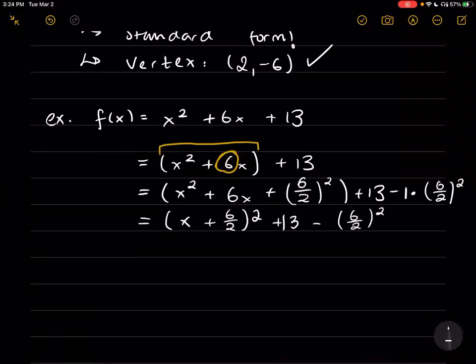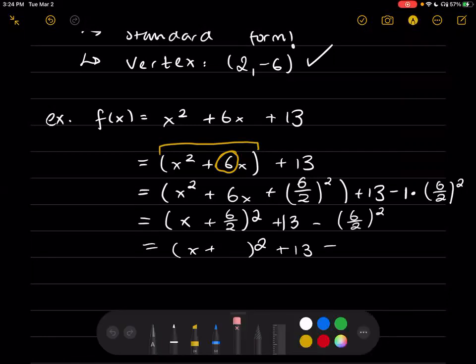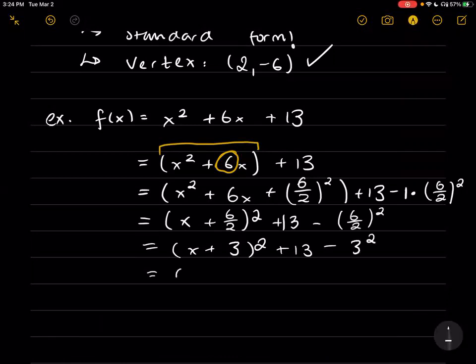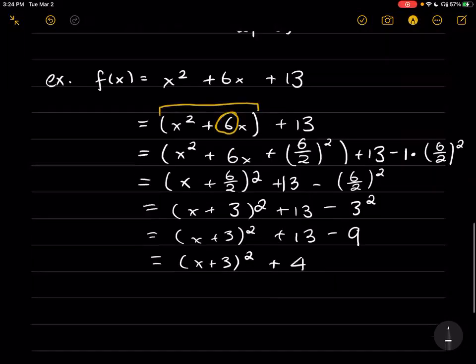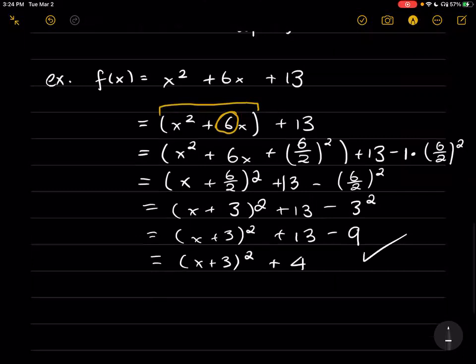Okay, now it's just simplifying again. So x plus 6 over 2 squared plus 13 minus, I should simplify 6 over 2 to actually be 3. 6 divided by 2 is 3. And then over here we get a 3 squared as well. And so we get x plus 3 squared plus 13 minus 3 times 3 is 9. And then one last step, we get x plus 3 squared plus 4. And that is the standard form we want.